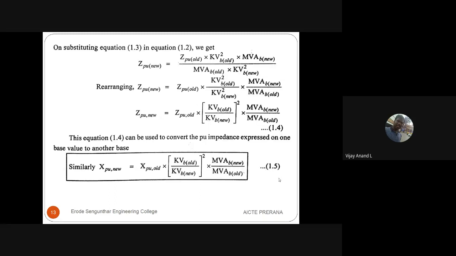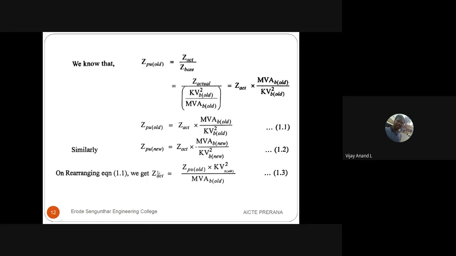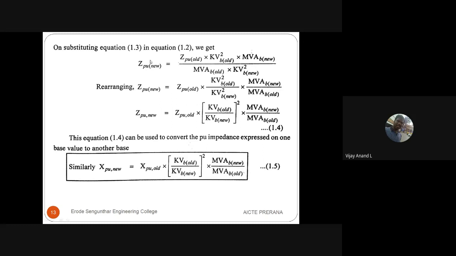Now substitute equation number 3 in equation number 2. We have to substitute this value in this place. So we can write ZPU new is equal to ZPU old into KVB square old into MVAB new divided by MVAB old into KVB square new.